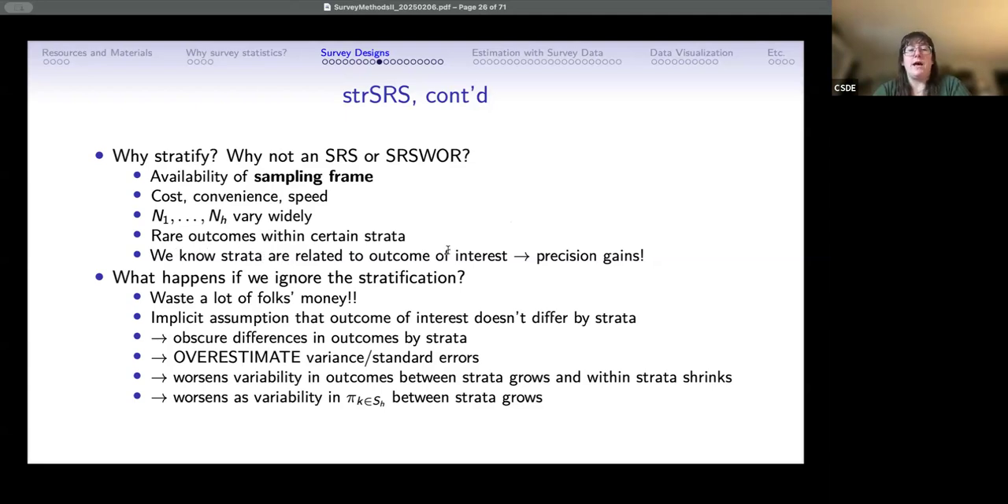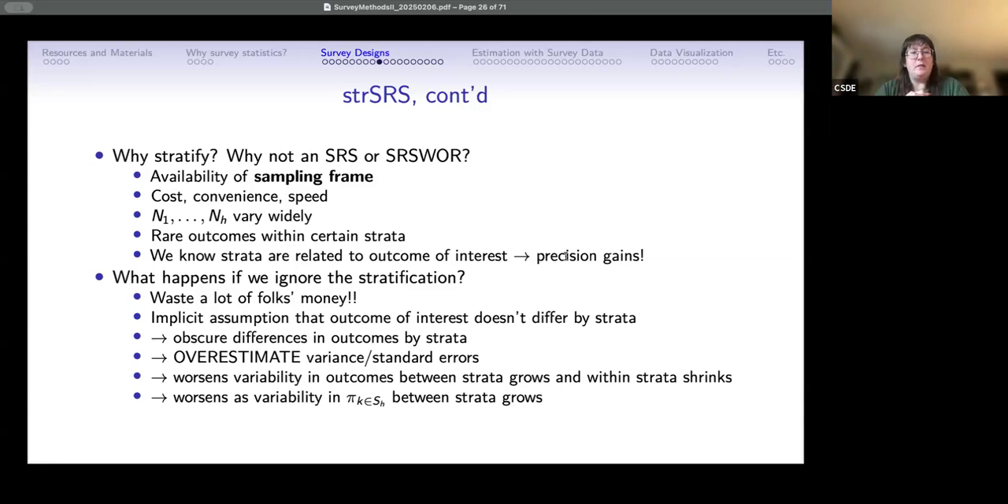And then if we know that our strata are related to our outcome of interest, we're always going to get a more precise estimator of the prevalence or the population mean or the population total than we would with a simple random sample. Okay. And those precision gains increase as that correlation between our outcome of interest and our strata variable increases.